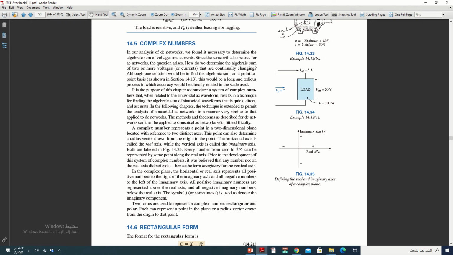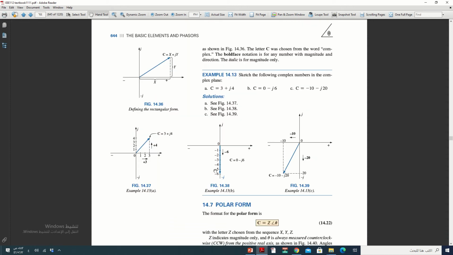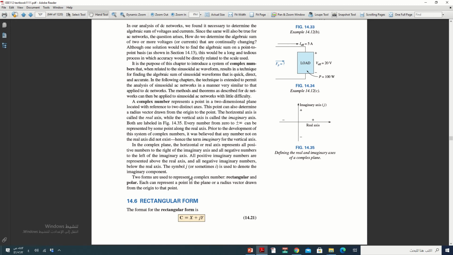if you have any number that has a real axis and an imaginary axis, okay, this will be a complex number. A complex number represents a point in a two-dimensional plane located with a reference of two distinct axes. Okay, this complex number we can write in rectangular form.